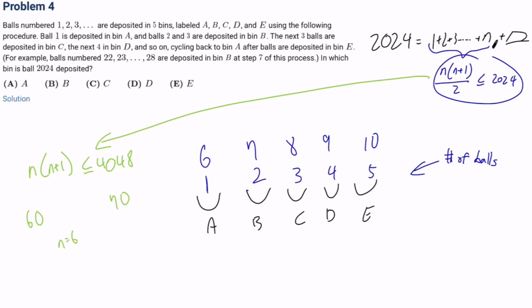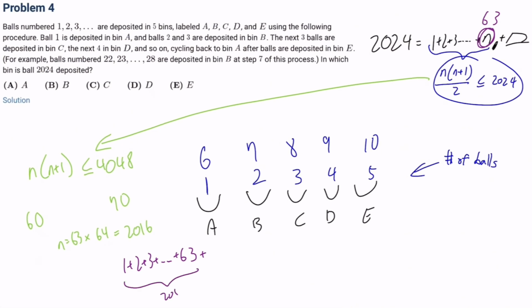So if n is 63, then 63 times 64 is going to be 2016. Oh yeah, and that puts us right before 2024, right? So this means that n is 63. So it's 1 plus 2 plus 3 all the way to plus 63, so this much is 2016, and to get to 2024 we need how much more? Like 8 more, right?